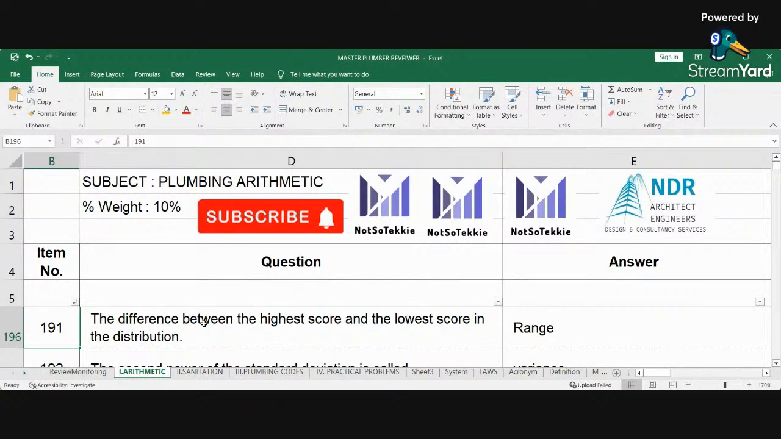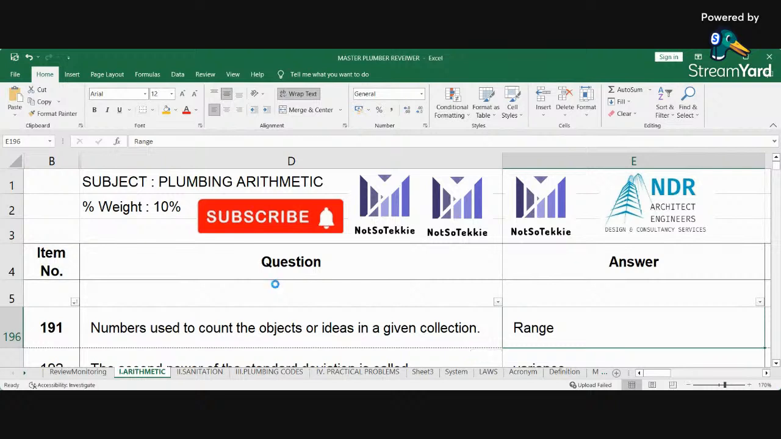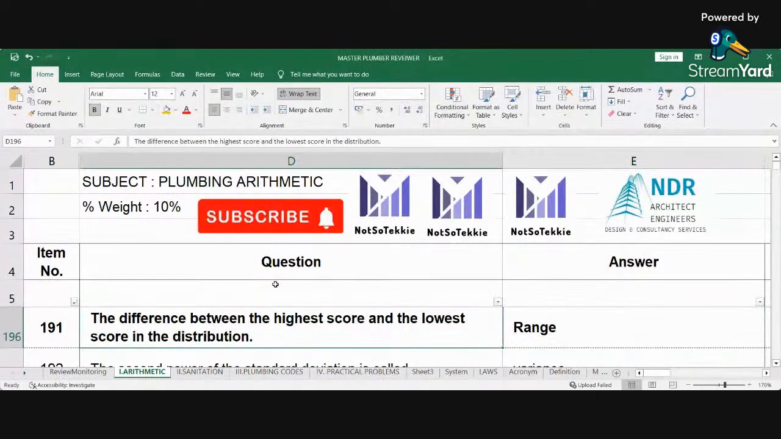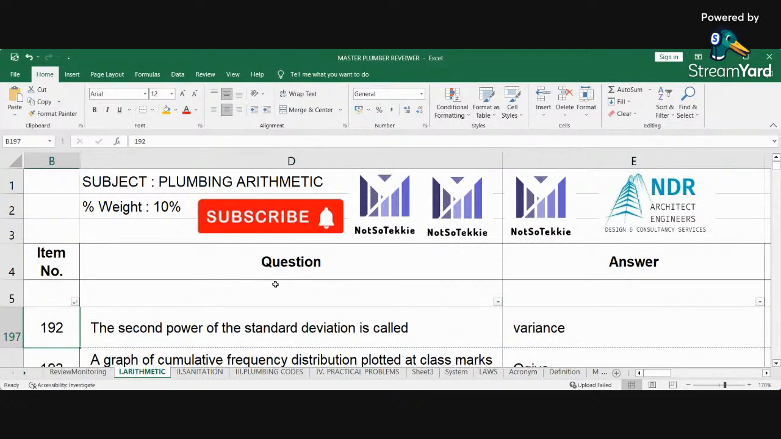191. The difference between the highest score and the lowest score in the distribution is range. The answer is range.